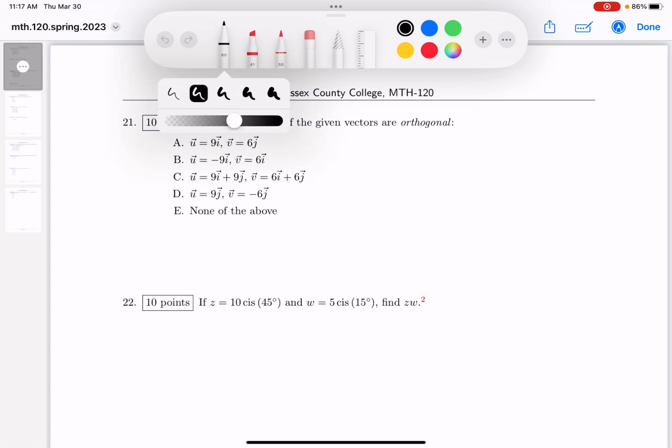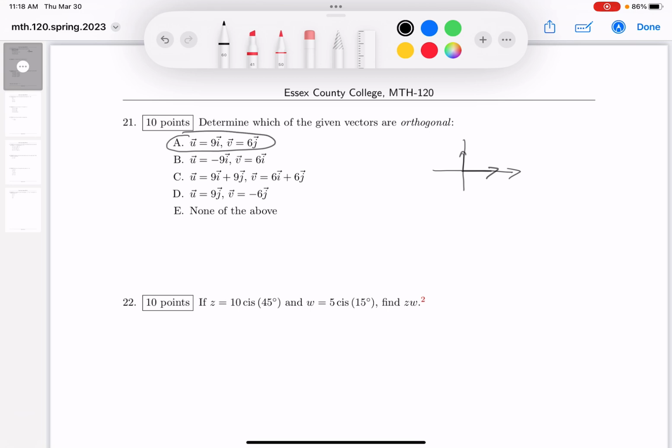For example, letter A, looking at it, you have a vector u that's 9, and I'll put this over here. That goes in that direction over there, and a vector v, which is 6, a little bit shorter than this one over here. And these are clearly at 90 degrees. Now, granted, if you want to look at the other ones, you can. I just don't think it's appropriate at this page. You got A. So let's move on to the next question.